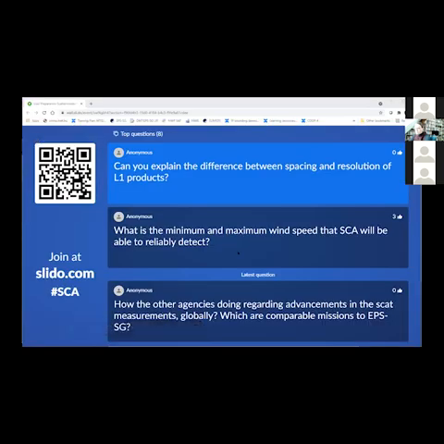I think that's the question that is highlighted here, Stephanie. Can you explain the difference between spacing and resolution of level 1 products?